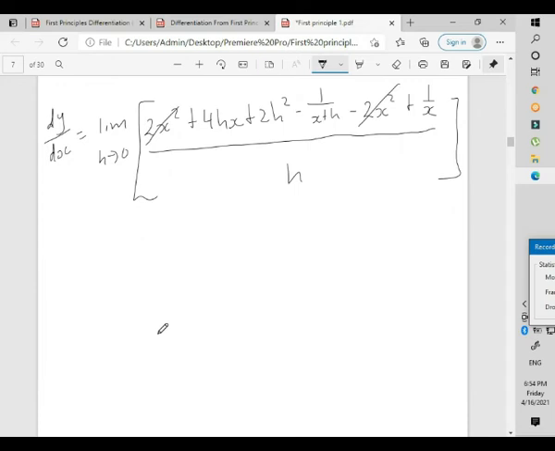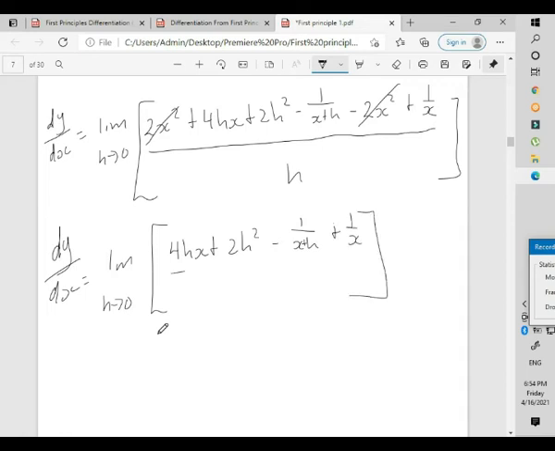Alright, dy over dx, limit as h tends to 0 of 4hx plus 2h squared minus 1 over x times h times x plus h, plus 1 over x, all being divided by h. Alright, so this is where I do things the way that I am more comfortable. You see this that looks like a headache?